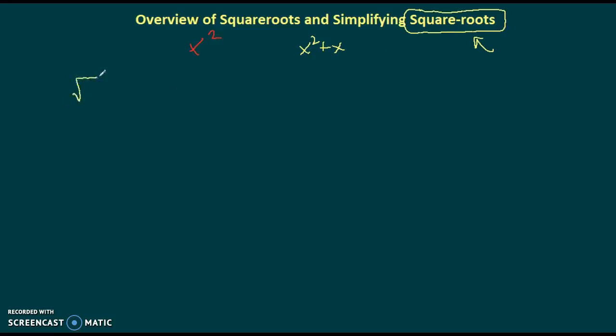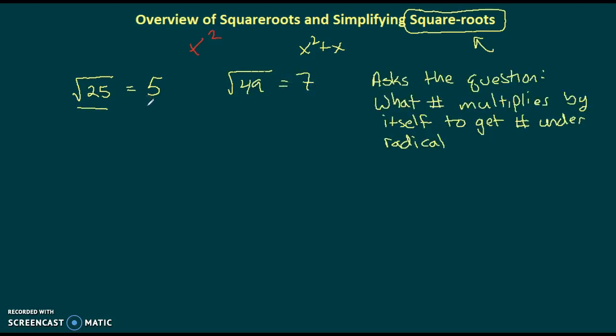For example, you guys definitely know the square root of 25 equals 5. Square root of something like 49 equals 7. So if you know things like root 25 equals 5 and root 49 equals 7, then you understand that a square root asks the question, what number can I multiply by itself to get what's underneath the radical? This symbol here is called a radical, also called the square root symbol.